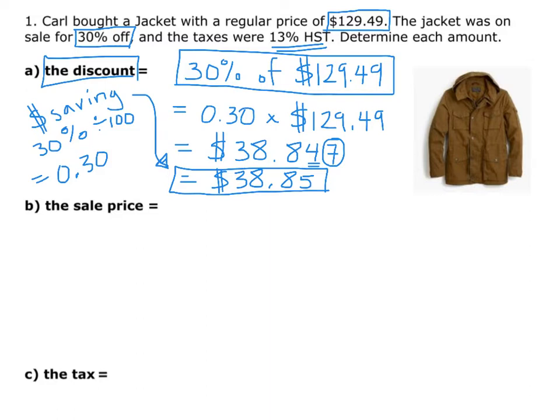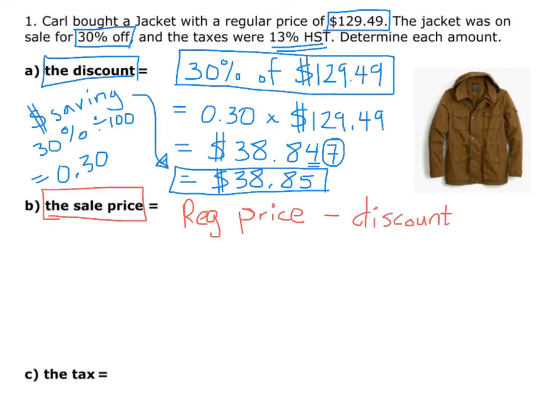So, which brings us to our next question, the sale price. So what is the sale price? The sale price is always just going to be the regular price, okay? So the regular price, and we're always going to subtract the discount.